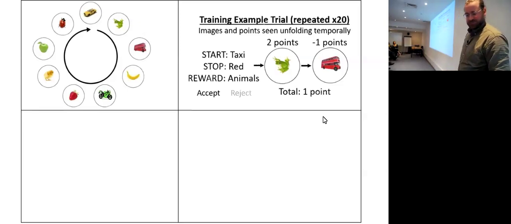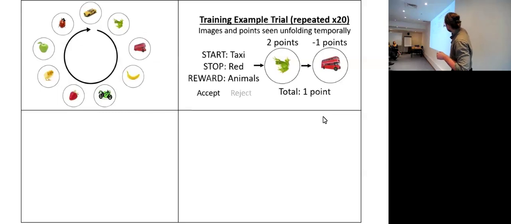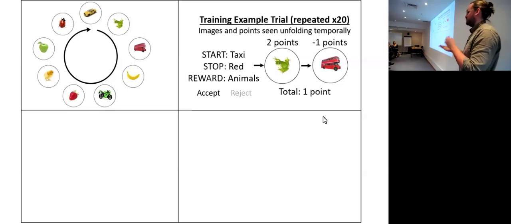You're going to see that thing whether you accept or reject again and again. So they do this training phase, and for each of these start states in a pseudo-random order, you start in each place 20 times. Over these 20 times you start in, say, the taxi, participants reach at least 85% accuracy on those choices. But whether they get the right answer or not doesn't tell you anything about what strategy they're using. For that, we need the revaluation phase.